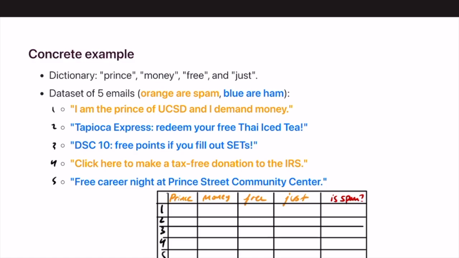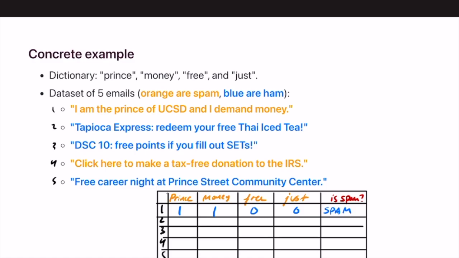I am the prince of UCSD and I demand money. There's nothing wrong with that email. I mean, personally, I like that. I like the message. Okay, so does it have the word? Just to be clear, we're on sentence 1, so we're filling in this row. So we'll do ones and zeros. The word prince occurs, so 1, money, 1, free, 0, just, 0. And we know that the label of the email is orange, so it is spam.